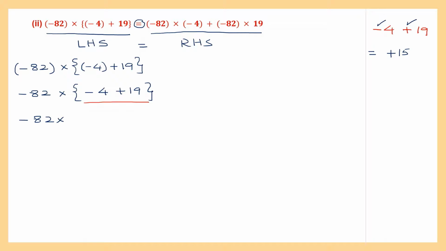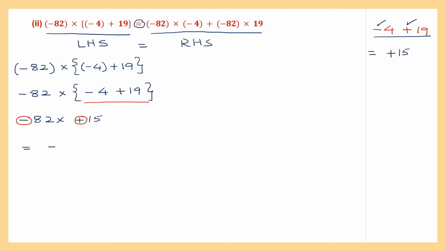So what did we do here with these two? We took the sign of the bigger number and we subtracted the two numbers. So you've got plus 15. Now let's write that plus 15 here. So minus 82 into plus 15. Now multiply the signs, minus into plus. Minus into plus is minus.